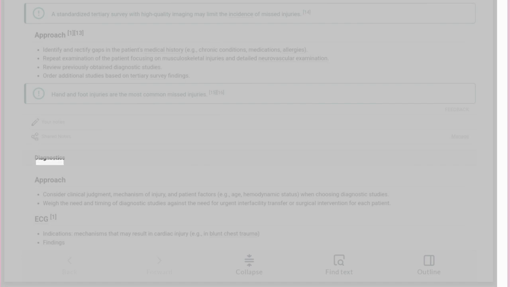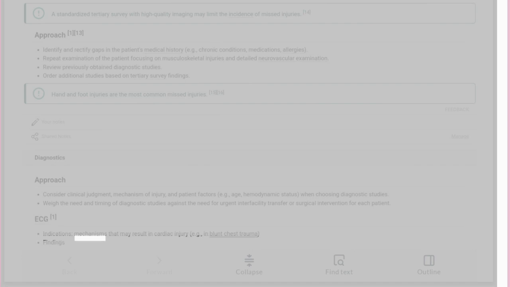Diagnostics. Approach: consider clinical judgment, mechanism of injury, and patient factors, for example age and hemodynamic status, when choosing diagnostic studies. Weigh the need and timing of diagnostic studies against the need for urgent interfacility transfer or surgical intervention for each patient.